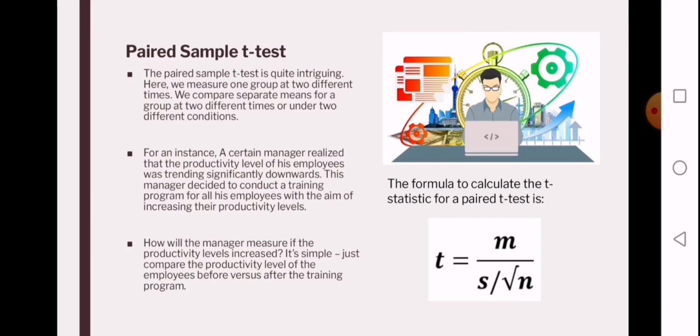The formula to calculate the t statistic for a paired t-test is t is equal to m over s divided by the square root of n, where t is the t statistic, m is the mean of the group, mu is the theoretical value or population mean, and s is the standard deviation of the group, and of course n is the group size or sample size. Now we can take the degree of freedom in this test as n minus 1, since only one group is involved.